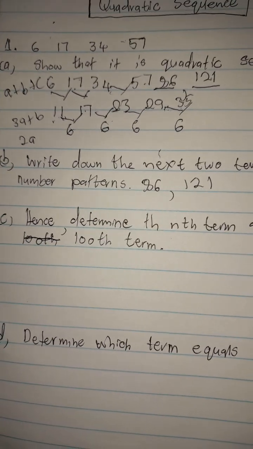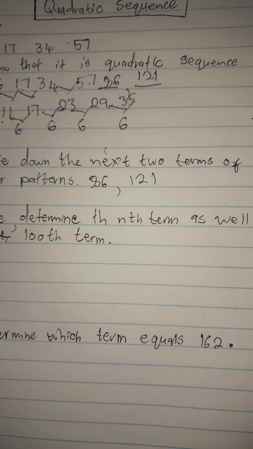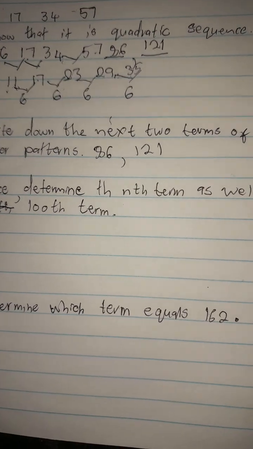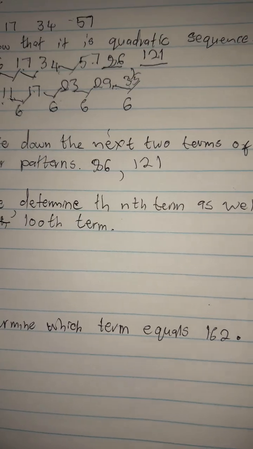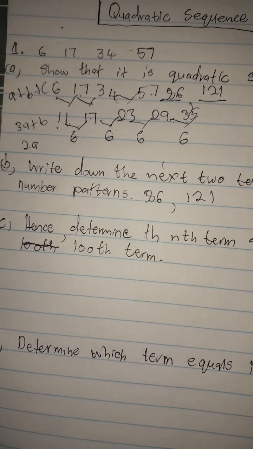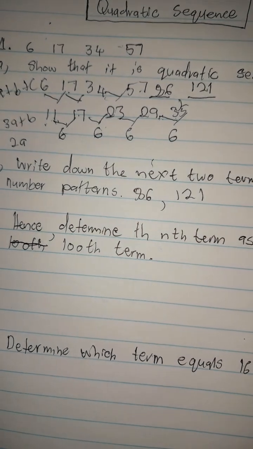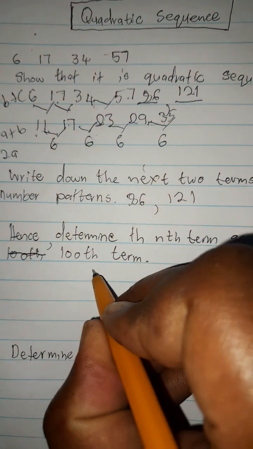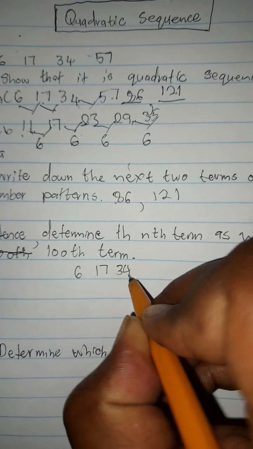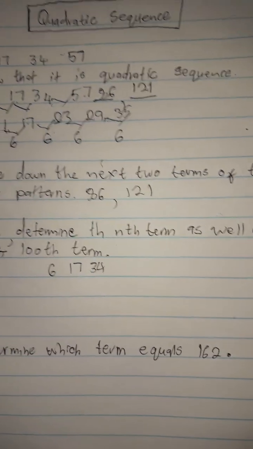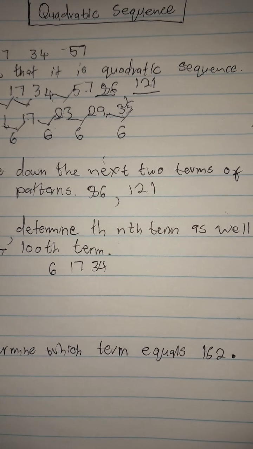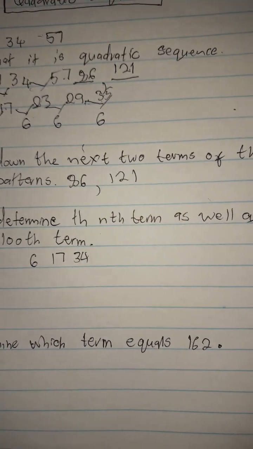Our third question requires us to determine the n-th term as well as the 100th term. The n-th term, guys, we're talking about the general term of a quadratic sequence. So using the existing pattern that we have, remember you have 6, 17, 34. Yes, that's what we have, right? So we have 6, 17, 34.